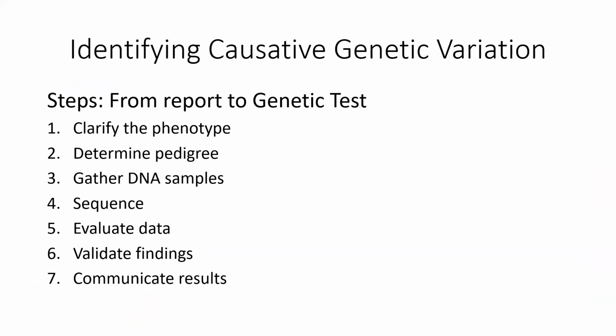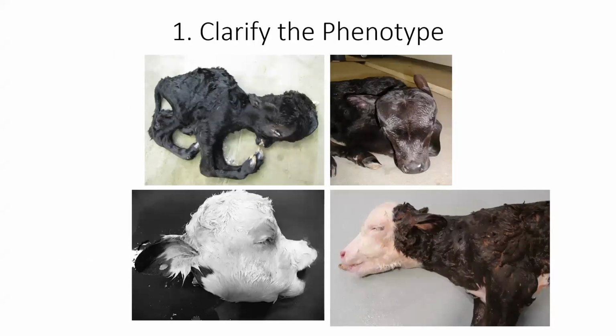So here are my 7 steps to identifying causative genetic variation. We're just going to go through each of these again with my example of mandibulofacial dysostosis in Hereford cattle. So step 1 is clarify the phenotype.